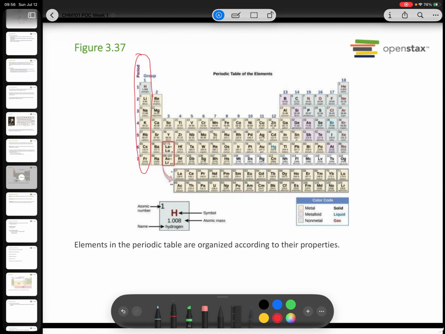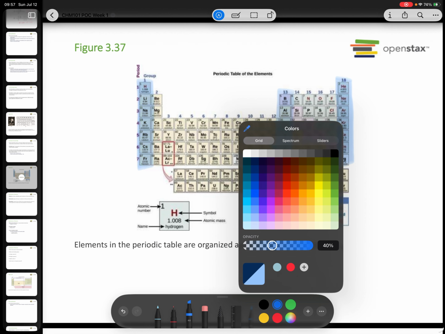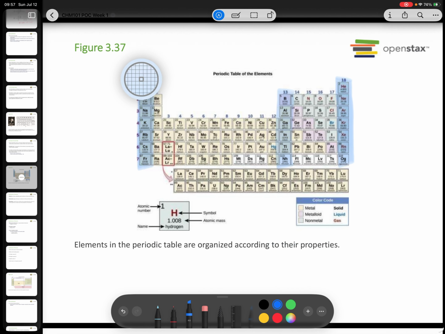Mali. Group yan. Wait lang, ulitin natin. Highlight na lang natin ang blue. So, this is group 1. This is group 13. Yan, group 18. And for the period, gamitan natin ng violet kasi siya. So, lagyan natin ng pagka-violet. Okay? So, this is period 1.